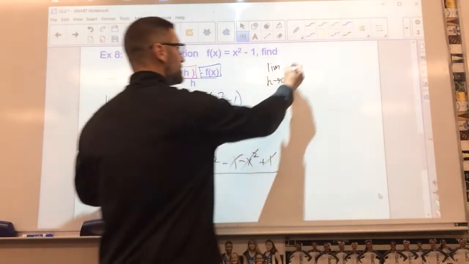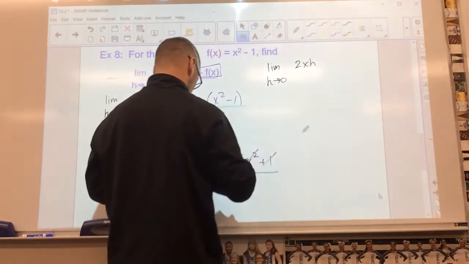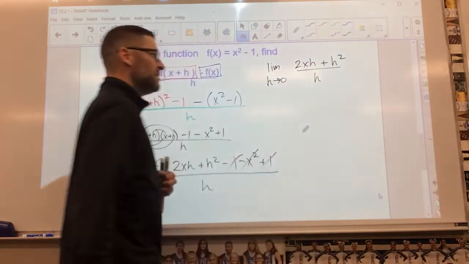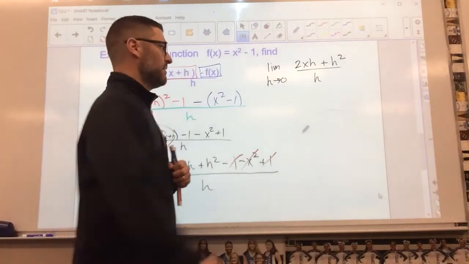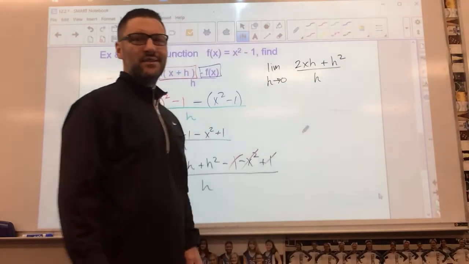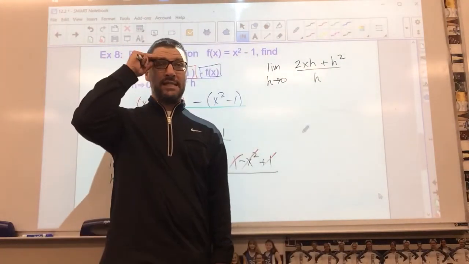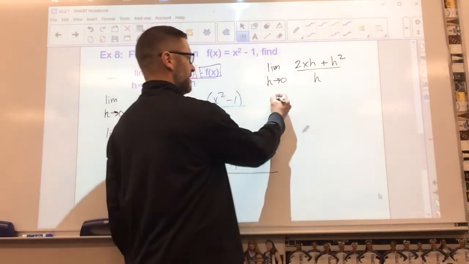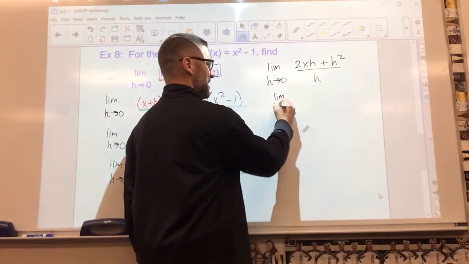What's left over is 2xh plus h squared, all over h. If I plug a 0 in, I get 0 plus 0 over 0. I still get 0 over 0, that indeterminate form, so I'm still not done simplifying. I'm going to go with the limit as h goes to 0.